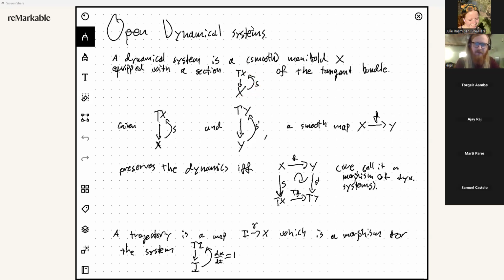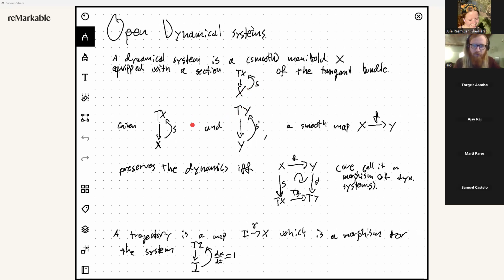In the tradition of category theorists, I never tell you what kind of maps I have because it's just the right one. So when I say a section, I mean a smooth section, of course. For every point in the space, there's some tangent vector at that point telling you what the derivative is supposed to be if that's the point that you're at. And so that's what a dynamical system is.